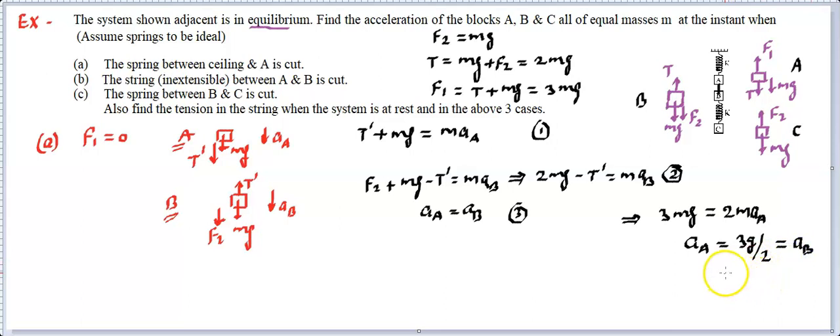So both will be moving downwards with acceleration 3g by 2, right? And now you can put the value of a back in this, then you can find the value of T dash as well. The tension T dash is going to be m into (3g by 2 minus g), so T dash is simply mg by 2. That means the tension in the string has now become mg by 2, which earlier used to be 2mg.